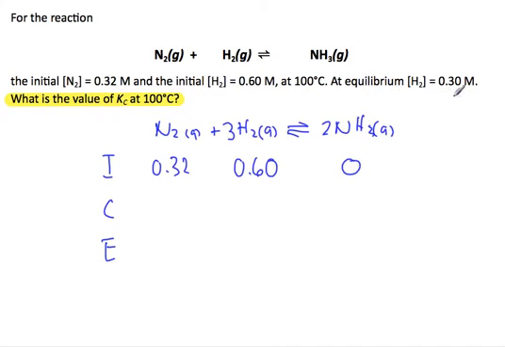And here's the other useful piece of information. At equilibrium, concentration of hydrogen is 0.30. So at equilibrium, 0.30 for hydrogen. So we can calculate the change, minus 0.30. It must have decreased by 0.30 moles per liter to leave us with an equilibrium concentration of 0.30.